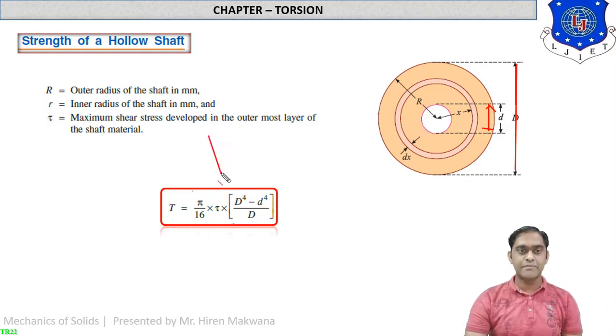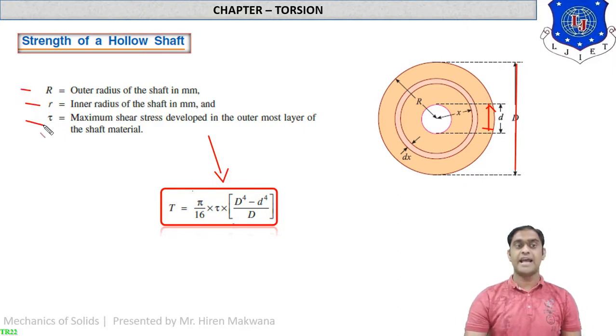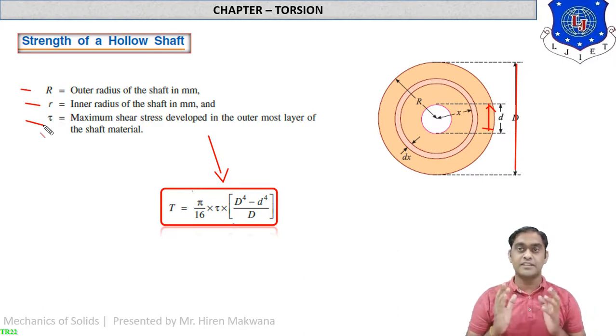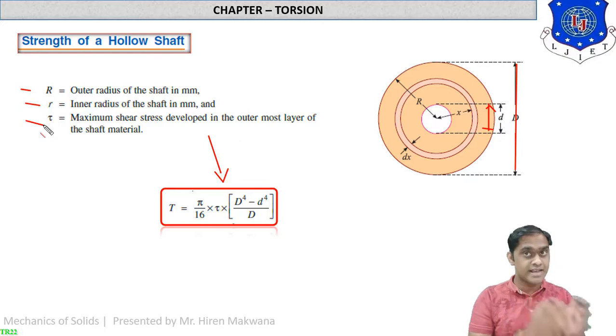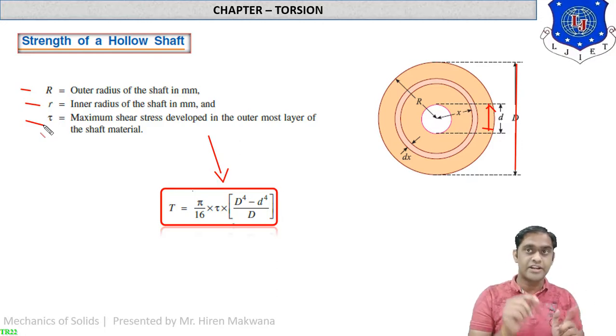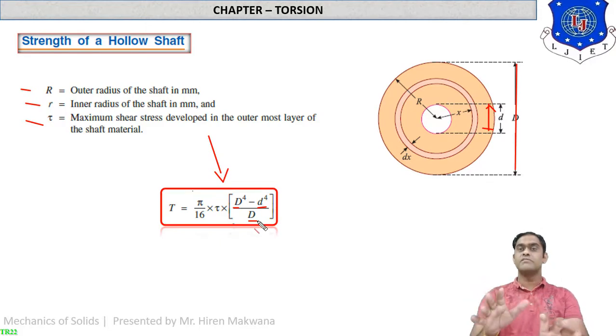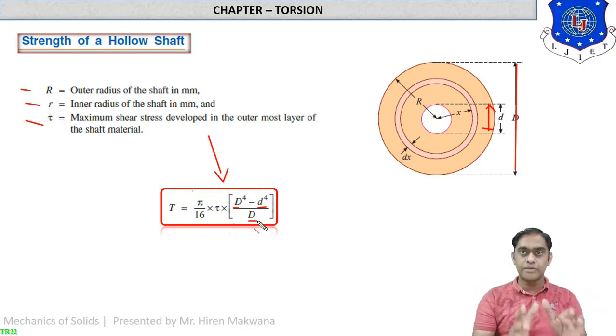So just directly remember the formula like this. If capital R equal to outer radius, small r equal to inner radius, and tau equal to maximum shear stress for the shaft material, then T equal to pi by 16 tau. Pi by 16 tau is as it is, but in the solid shaft it is d cube, capital D cube. In case of hollow shaft, it is capital D raised to 4 minus small d raised to 4 upon capital D. This equation you directly have to remember.